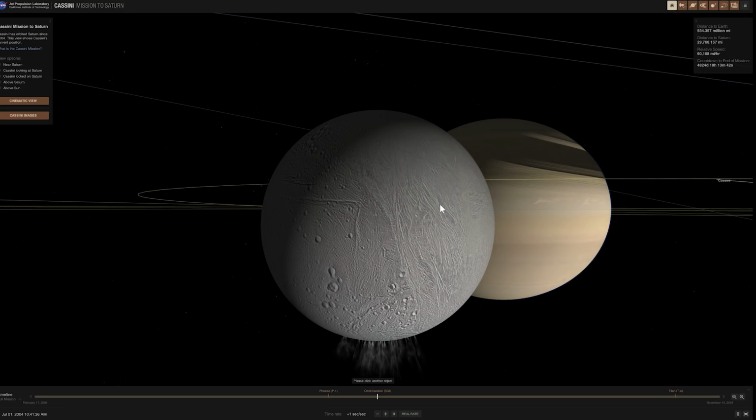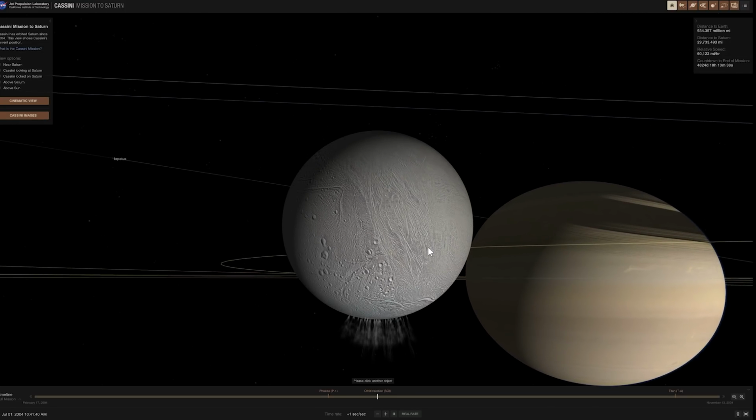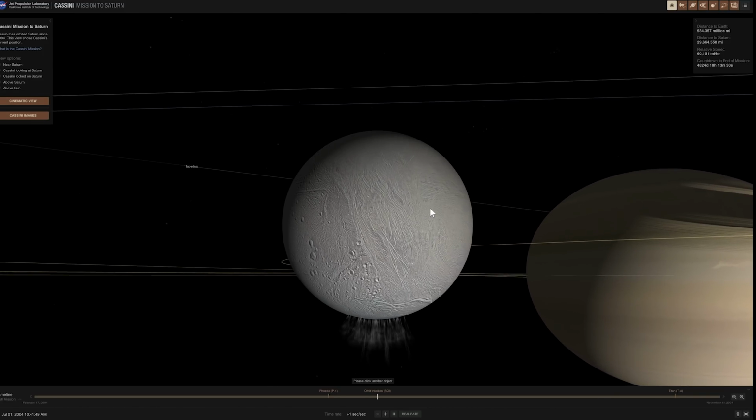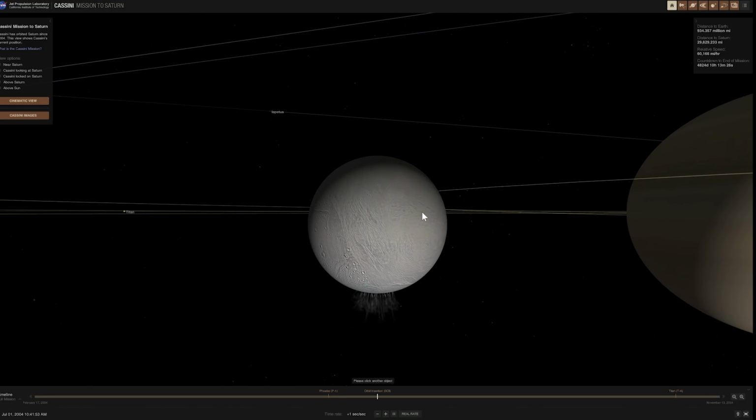This is also a very reflective object. It's also very cold. The temperature here is about minus 200 degrees Celsius. And it's about 500 kilometers in diameter. So it's not very big. It's smaller than our own moon, actually. It's, I believe, the sixth largest moon of Saturn.